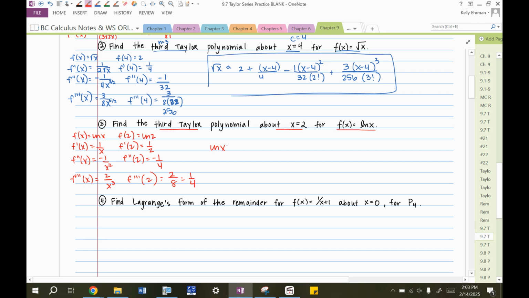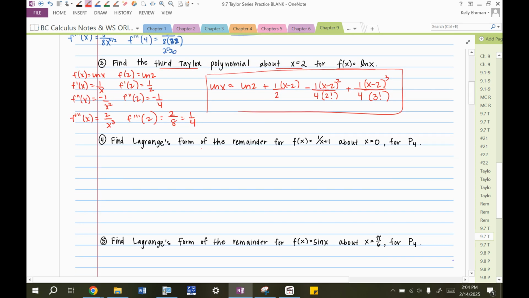Okay, and then we want to build this. So ln x can be approximated by f of 2 plus f prime of 2 times x minus 2 plus f double prime of 2 times x minus 2 squared over 2 factorial plus f triple prime of 2 times x minus 2 cubed over 3 factorial. All right.